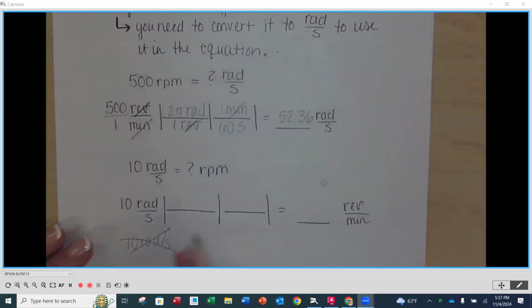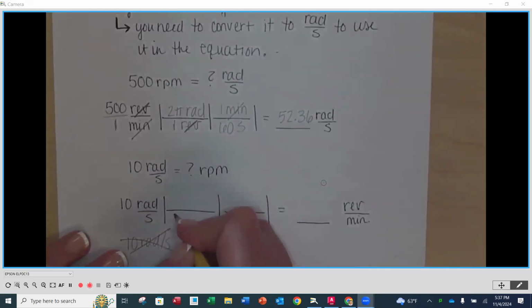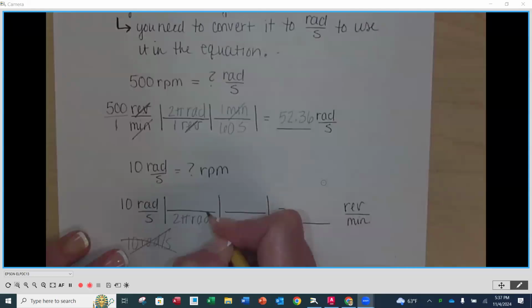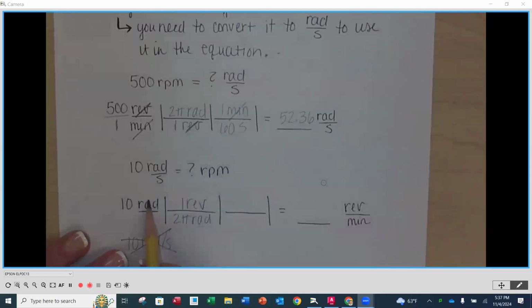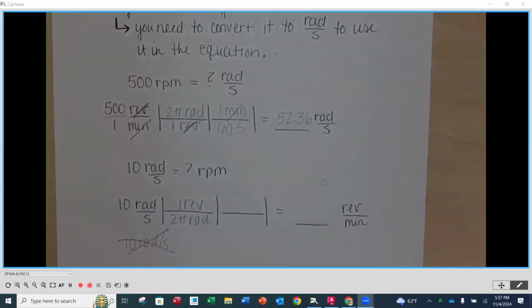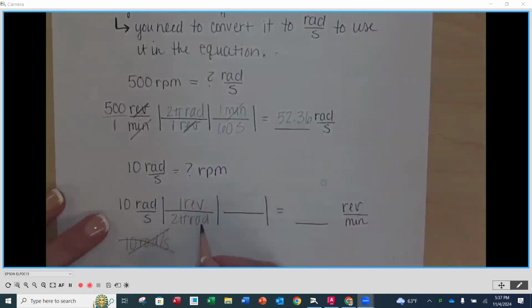If you do it like this, again, what are you dividing? What are you multiplying? How do you know? You don't see the conversions here then. So I know that there are 2 pi radians in 1 revolution. Notice that radians goes on the bottom, so that when I multiply across the top and divide by the bottom, the radians cancel out. Now I'm in revolutions per second.